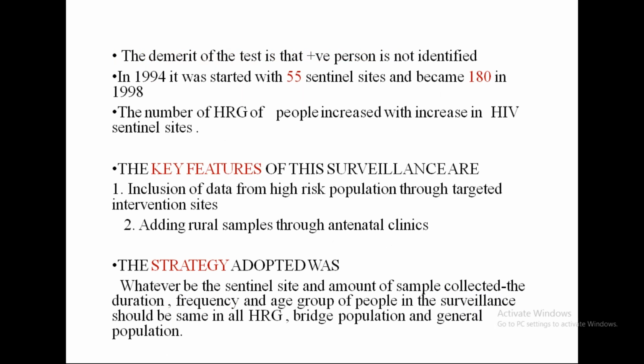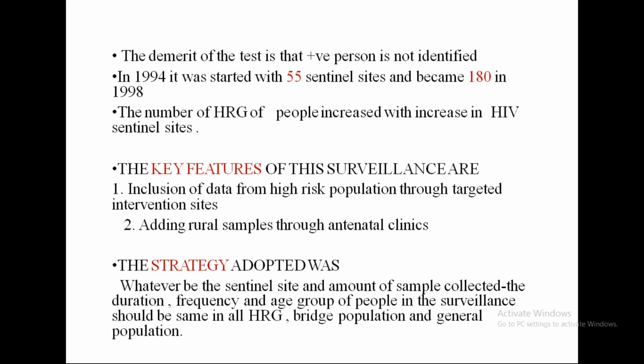The demerit of this is that the positive person is not identified. Here, for the sake of confidentiality, we are not exposing the name of the person or the phone number or anything like that. We cannot expose the person. Because of the confidentiality, we cannot identify the person who is positive. That is the demerit of this one.